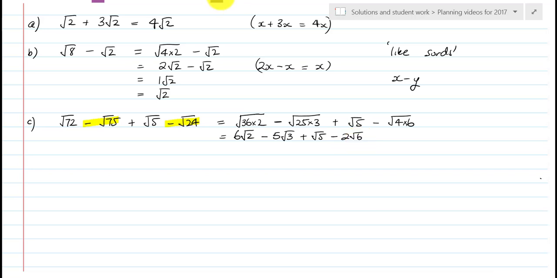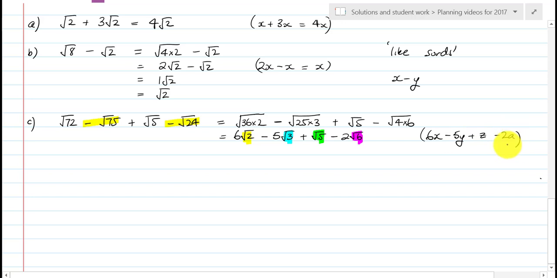Now let's have a quick look and highlight some parts. This is a root 2 term. There are no other root 2 terms. This is a root 3 term. There are no other root 3 terms. This is a root 5 term. There are no other root 5 terms. And this is a root 6 term. There are no other root 6 terms. There are no like surds in here. So this is quite similar to saying 6x minus 5y plus z minus 2a.